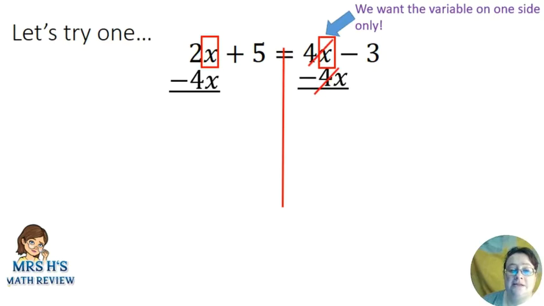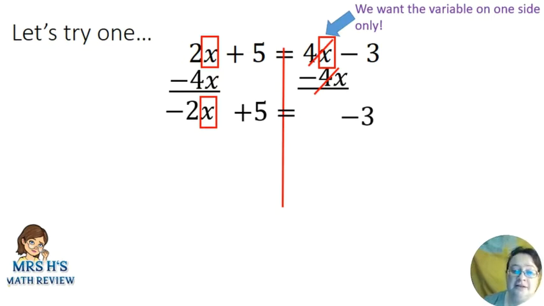So 2x minus 4x is a negative 2x. Remember, what we're doing is adding or subtracting the numbers in front of x, our coefficients. I still have a plus 5, and on the other side I still have minus 3. I keep my x boxed in. Now, I'm going to start with what's furthest away, so that's our plus 5. So I'm going to subtract 5, that's our inverse. What I do on one side I have to do on the other.